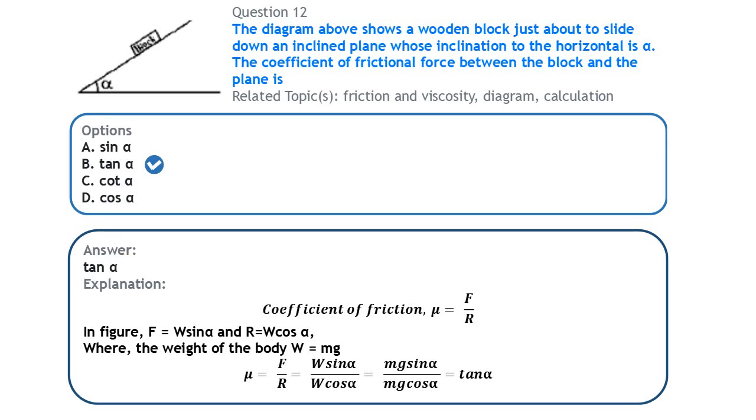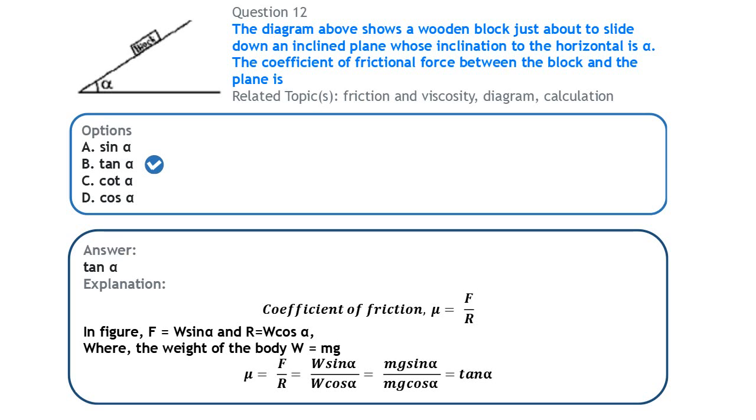So you have W sine alpha, and the normal reaction is W cos alpha, where this W is the weight of this body. Now, if you substitute that into this formula here, then we are going to have the frictional force W sine alpha over the normal reaction W cos alpha. W will cancel W, so you'll be left with sine alpha over cos alpha. Sine alpha over cos alpha is tan alpha.